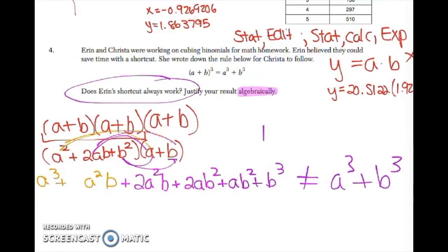Notice that this is a yes or no question, so the answer should be no. Make sure if they're asking you a yes or no question that you're also answering yes or no there, right? That is going to matter. Okay, let's move on to number 5.